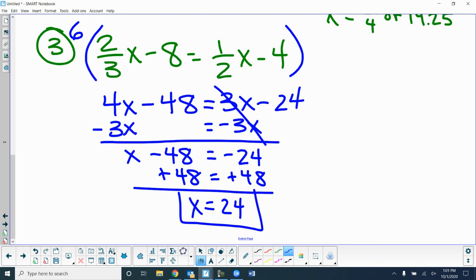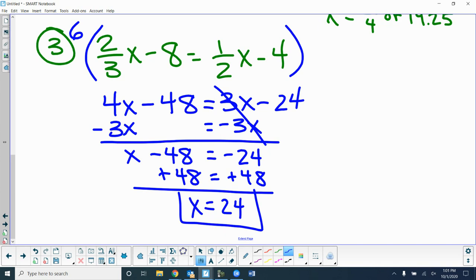So if I were to substitute 24 in that x and that, we get the same thing on both sides. We get 8 actually on both sides. Okay? Questions? Simple, right? No problem.